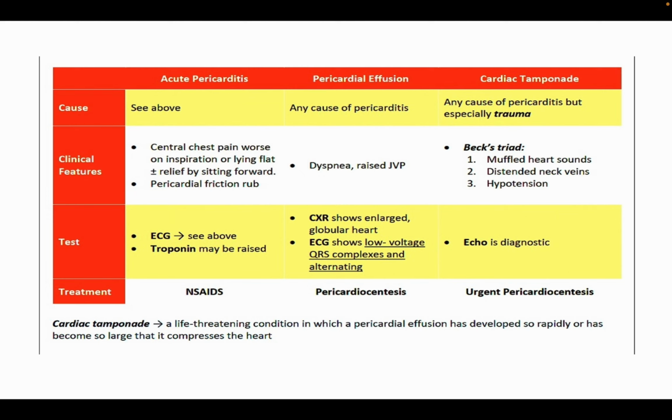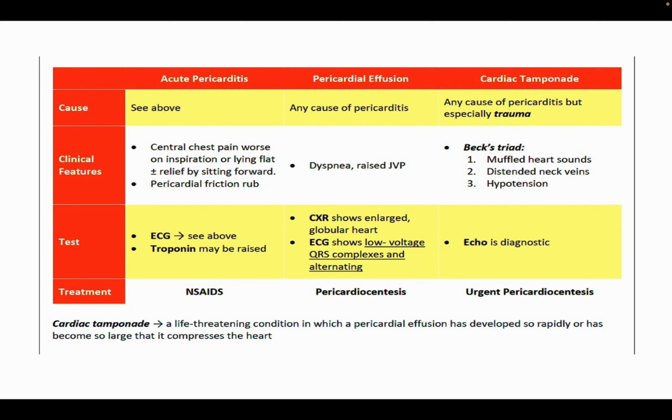But in the case of cardiac tamponade, there is a triad. It's very important to remember the triad: muffled heart sounds, which are faint heart sounds, a distended JVP, and the patient will have hypotension.